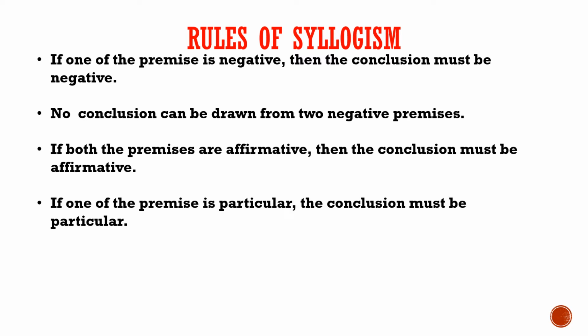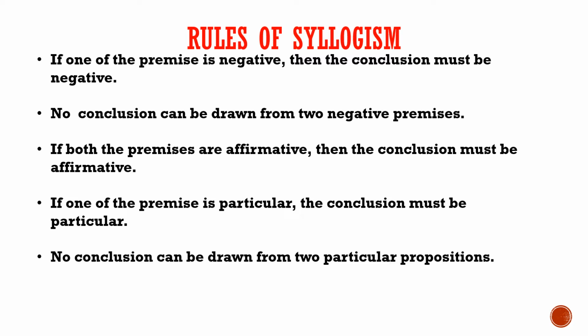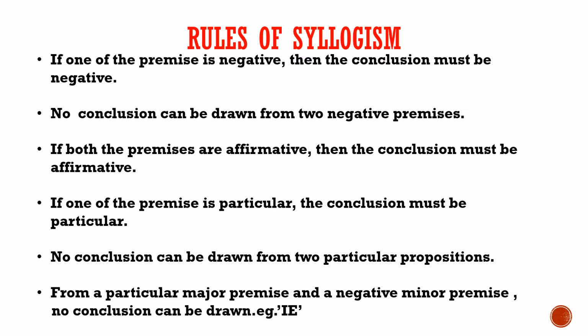Next is, if one of the premises is particular, the conclusion must be particular. Next is, no conclusion can be drawn from two particular propositions. Next is, from a particular major premise and a negative minor premise, no conclusion can be drawn. That is, from I and E propositions, no conclusion can be drawn.